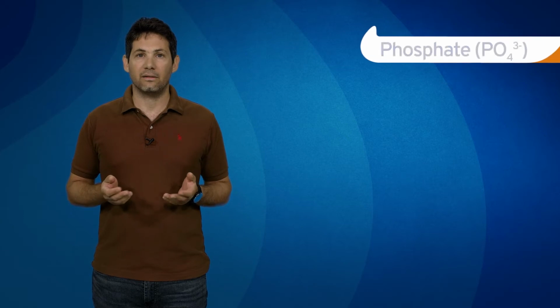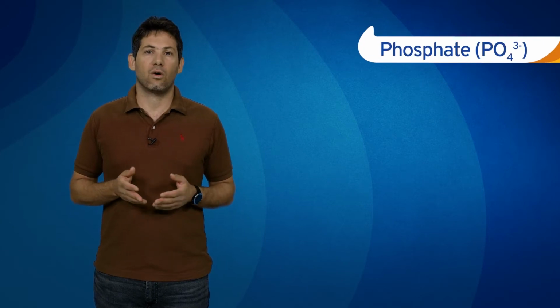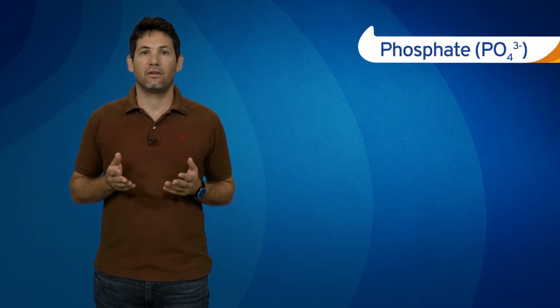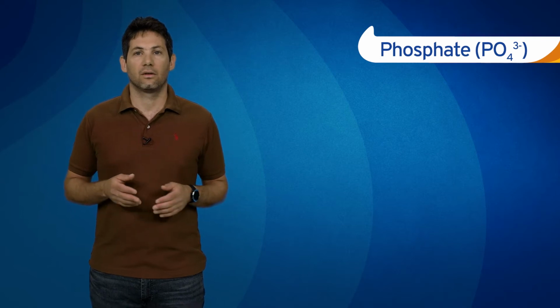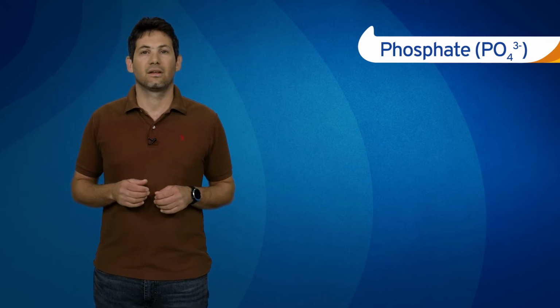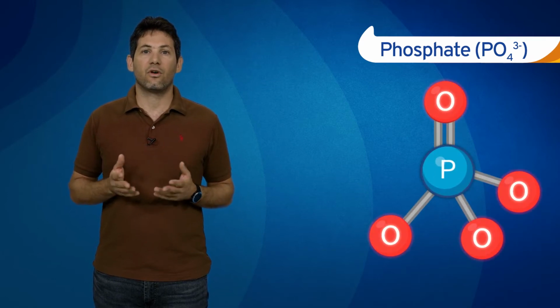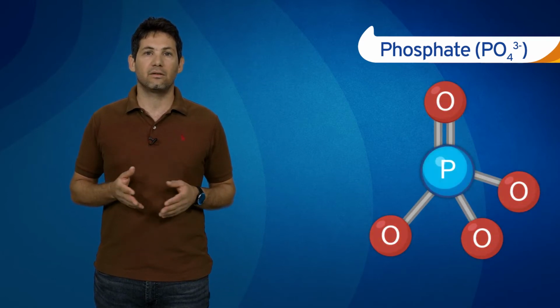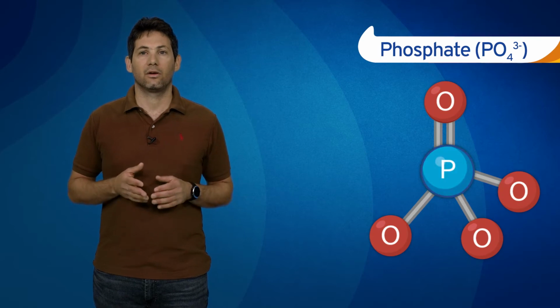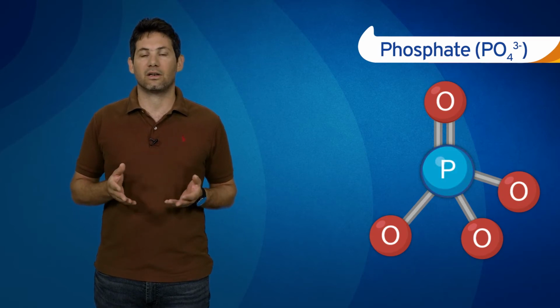In the environment, phosphorus occurs almost exclusively in the form of orthophosphate, or in short, phosphate. A phosphate chemical group, or moiety, includes 4 oxygen atoms bound to 1 phosphorus atom, creating a stable orthogonal structure.